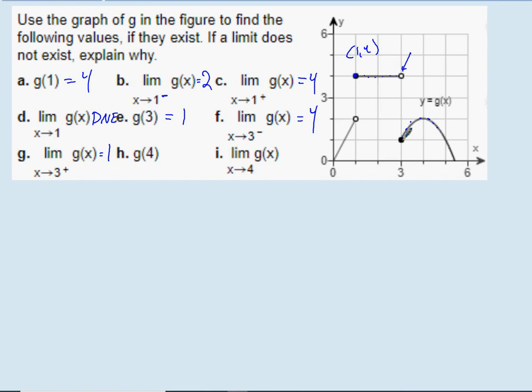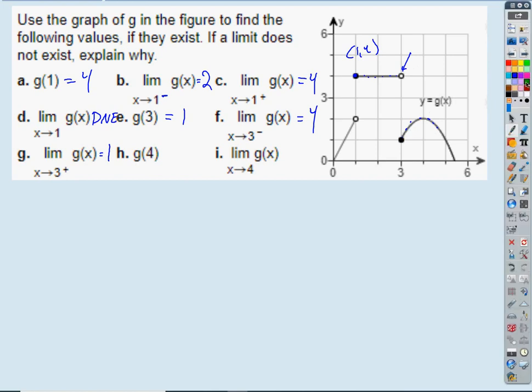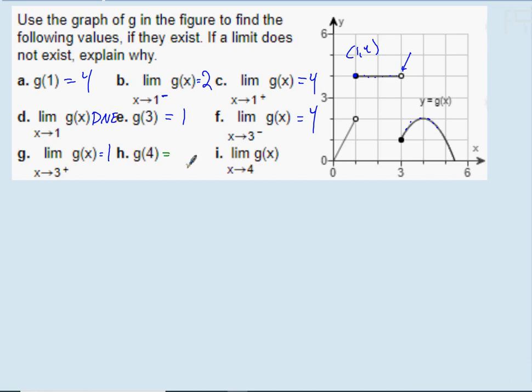What's G of 4? Good. 2, because he anticipates in this case stepping right there, doesn't he? And because he does step there. There's the point. What's the limit of G of x as x approaches 4? Yeah, 2, because he also anticipates stepping there. In this case, he anticipates stepping where he actually does step. Okay, but the two are different things.